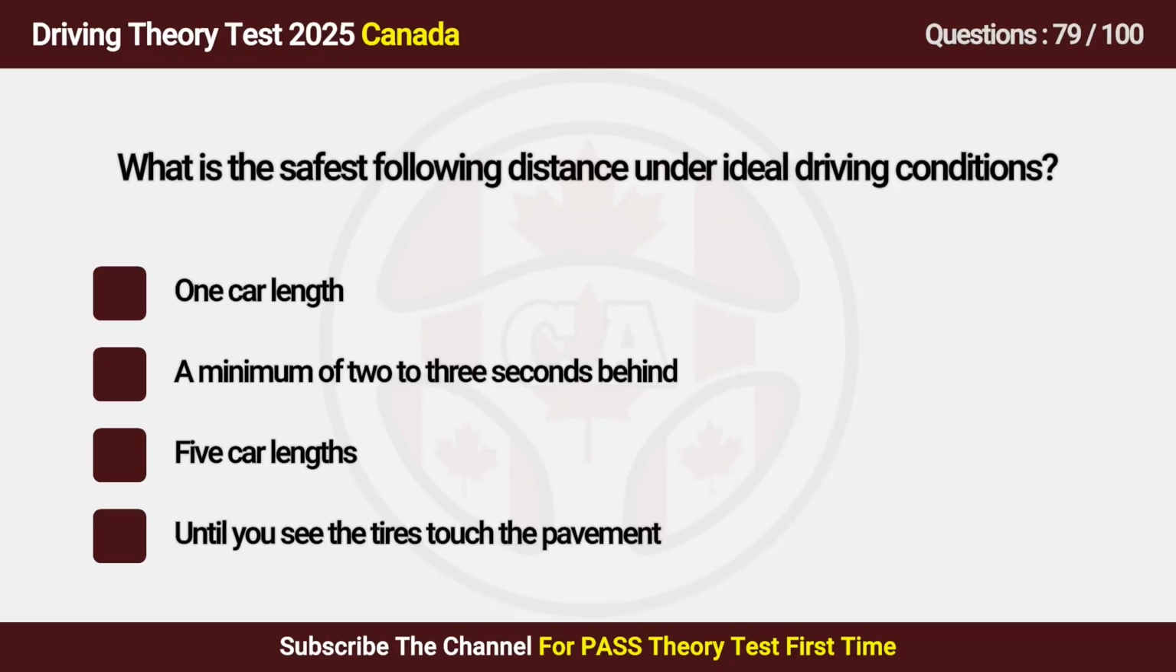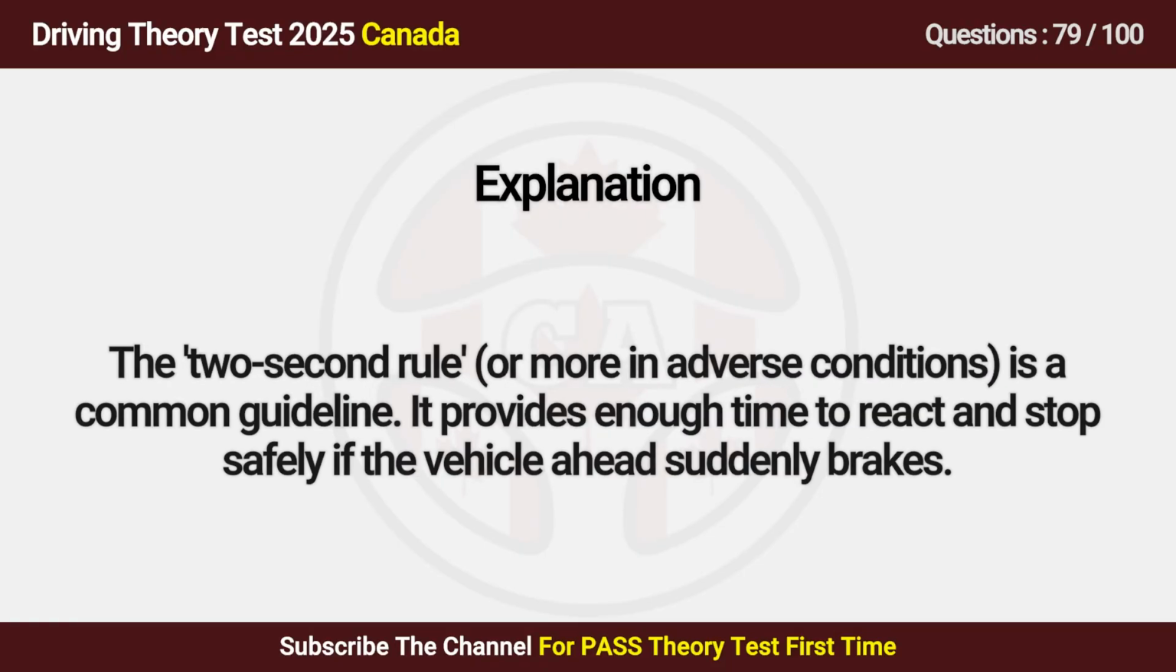Question 79. What is the safest following distance under ideal driving conditions? A. 1 car length. B. A minimum of 2 to 3 seconds behind. C. 5 car lengths. D. Until you see the tires touch the pavement. Answer is B. A minimum of 2 to 3 seconds behind. The rule is 4 seconds or more in adverse conditions, a common guideline. It provides enough time to react and stop safely if the vehicle ahead suddenly brakes.